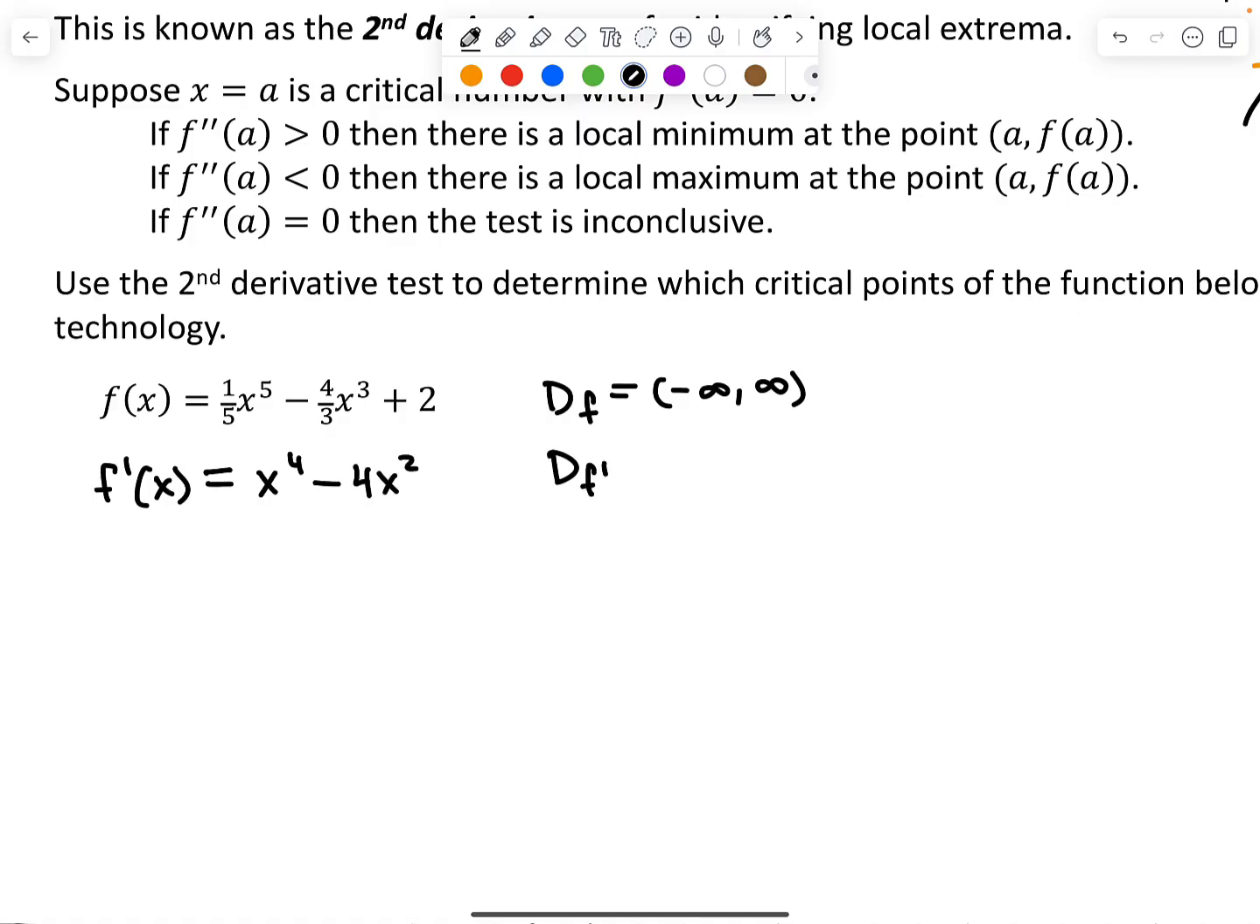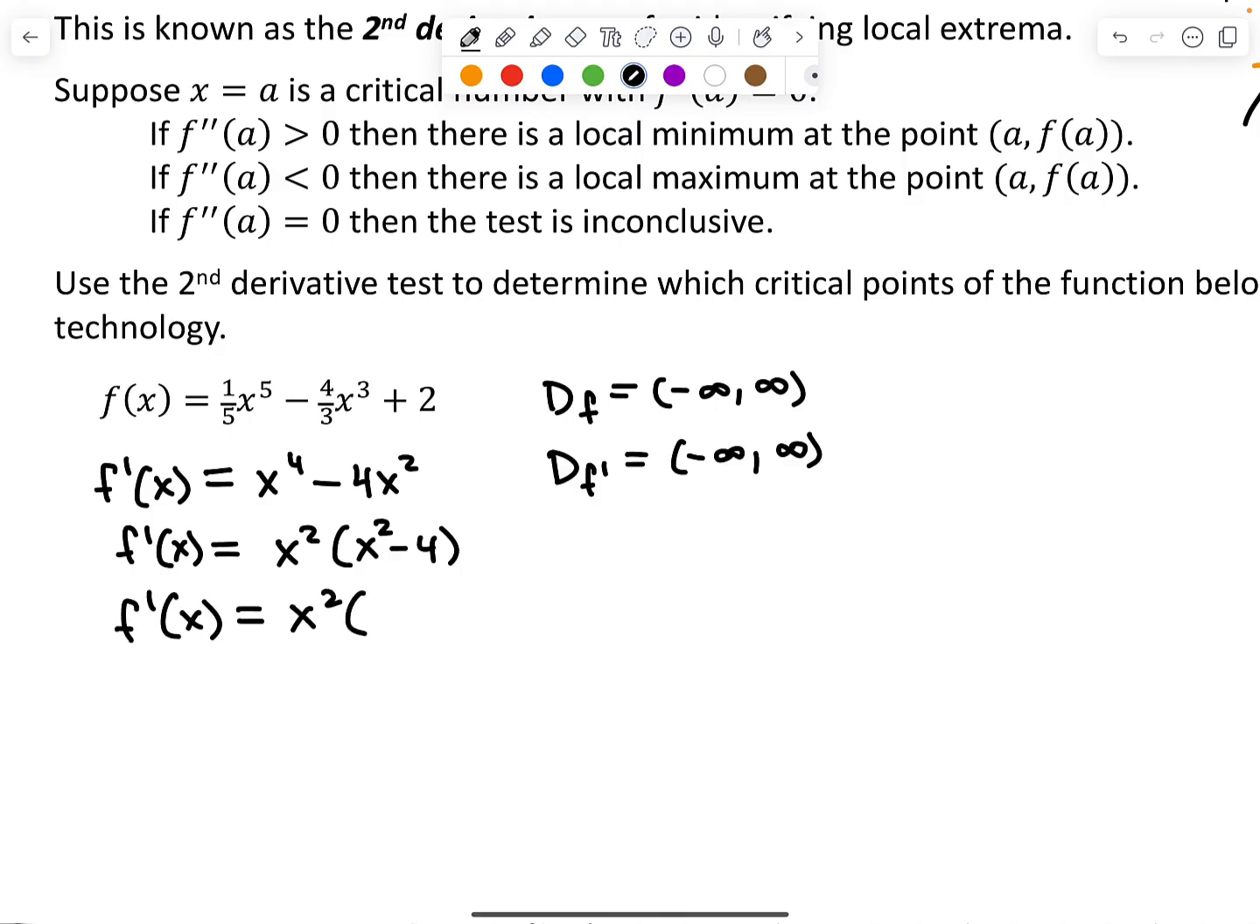The domain of the first derivative is also all real numbers, so there's no type 2 critical numbers, but I didn't want those anyway. I only want the type 1 critical numbers. So we factor the derivative, first factor an x squared out. Now we have x squared minus 4, that's a difference of squares, so that can continue to factor into x minus 2 times x plus 2. So if I set the first derivative equal to 0 and solve, I'm going to get 3 answers, 0, 2, and negative 2.